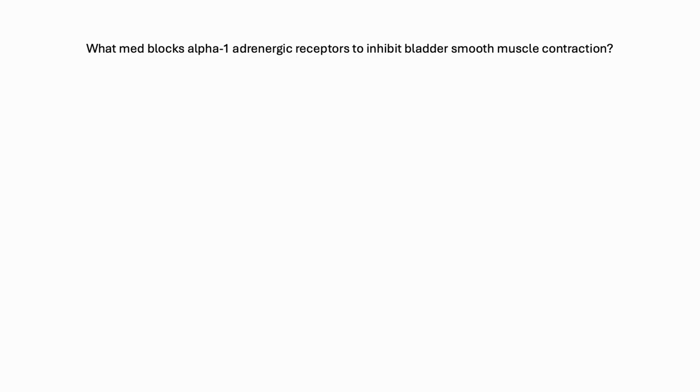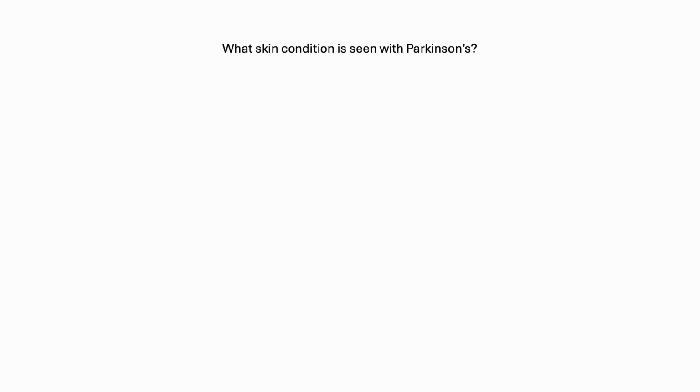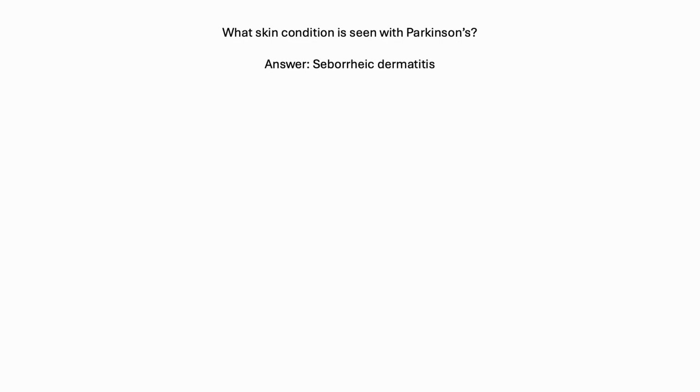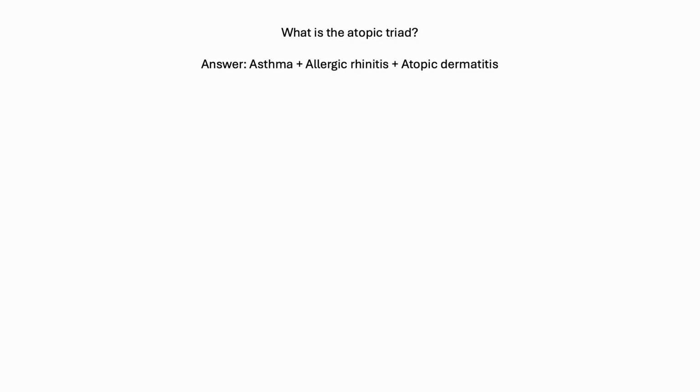What med will block alpha-1 adrenergic receptors to inhibit bladder smooth muscle contractions? This is going to be your tamsulosin, your Flomax. 0.5 milligrams is what we use to treat BPH. What skin condition is associated with Parkinson's? We might see seborrheic dermatitis with Parkinson's. What is the atopic triad? It's going to be your asthma, your allergic rhinitis, and your atopic dermatitis.